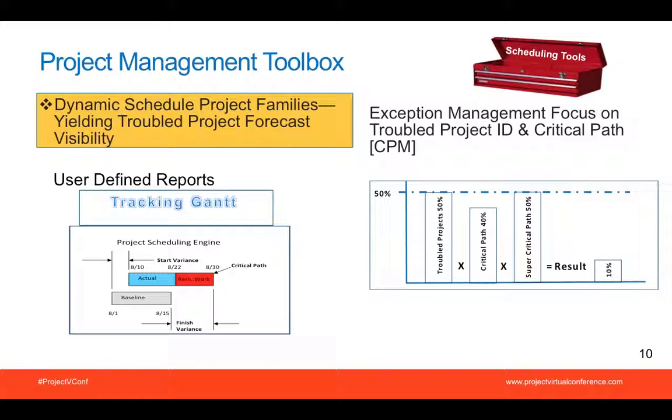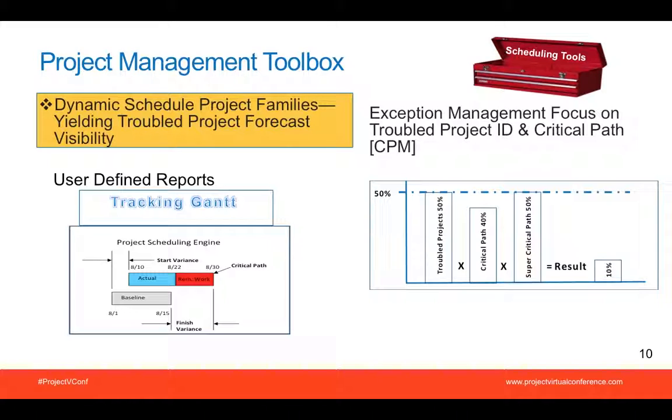On the right-hand side, you'll see the impact from an exception management point of view. I call it the critical path exception visibility tools. You'll see 3 bars there. Let's assume 50% of your projects are troubled, represented by the first bar. The second bar is represented by about 40% of critical path on those troubled projects, and that 40% is based on the last 30 years of experience I've had, an average of many industries and many companies. And then the last bar is the supercritical path percentage.